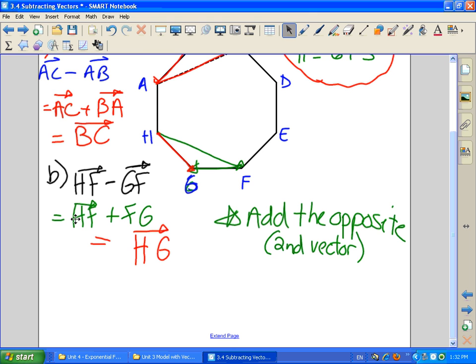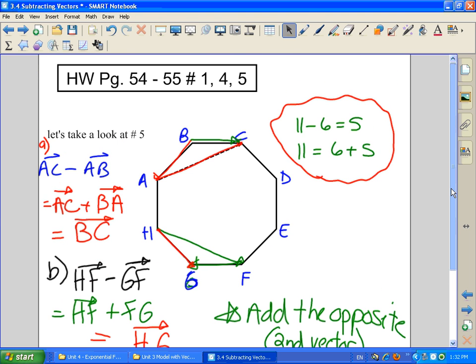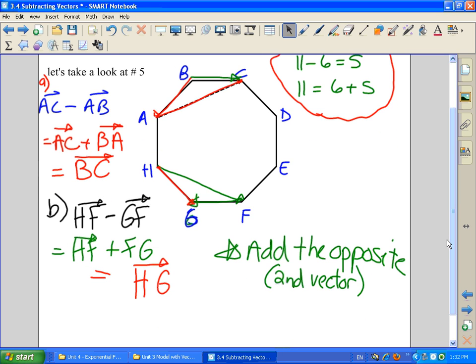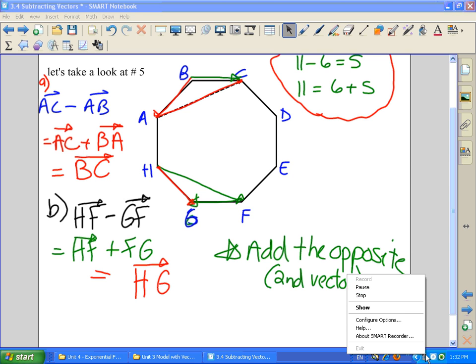Have fun with that, ladies and gentlemen, and your homework again is pages 54 and 55, numbers 1, 4, and 5. If you want to just finish 5 since we started already, by all means go ahead. Have a great day, and of course, come see me if you need help.